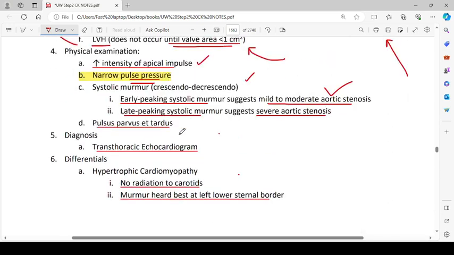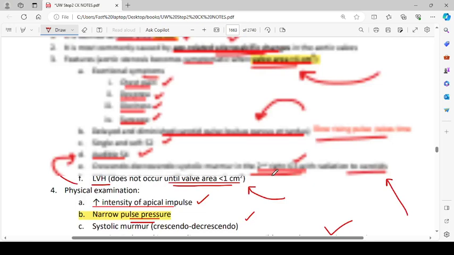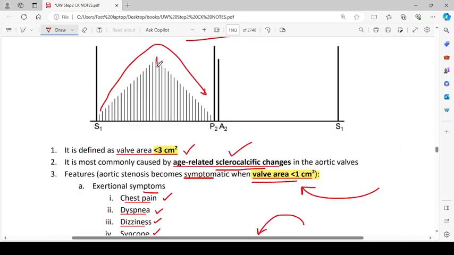So an early peaking murmur suggests mild to moderate aortic stenosis, and if it is a late peaking systolic murmur, it suggests severe aortic stenosis. And pulsus parvus et tardus. This is the S1 heart sound, and here we have the S2 heart sound, right? In this picture, you can see that it is peaking midway.